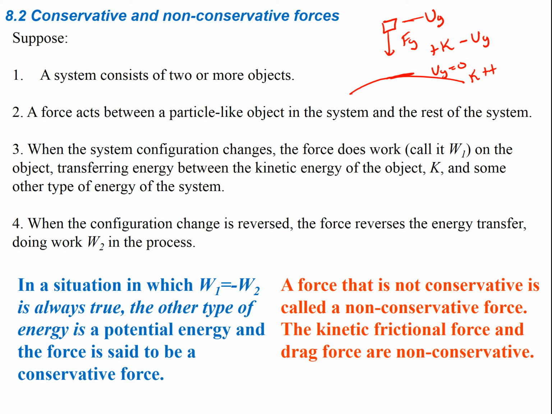When the configuration change is reversed, meaning we start pushing the object away, the force reverses the energy transfer and you're doing work W2. In the situation in which the works are opposite, the work due to gravity is positive as it's going down and negative as it's going up. As it's going down, the force is in the same direction as the displacement, so you're doing positive work. If you reversed it, you would be doing negative work. This is always true: W1 is equal to negative W2.